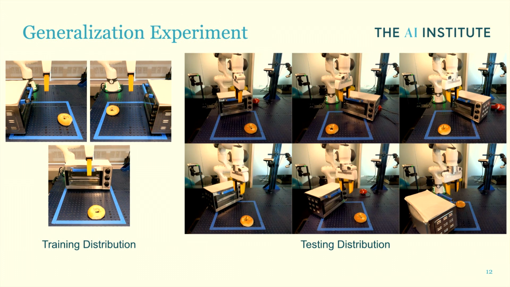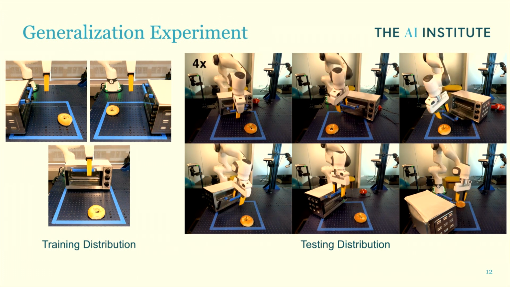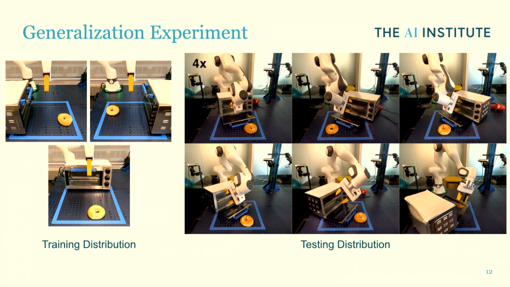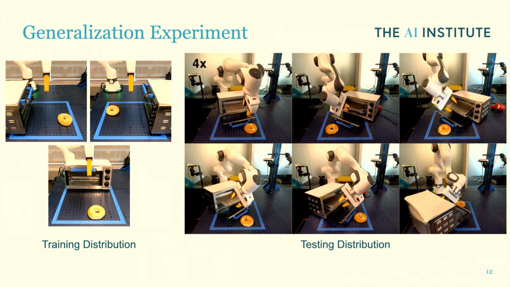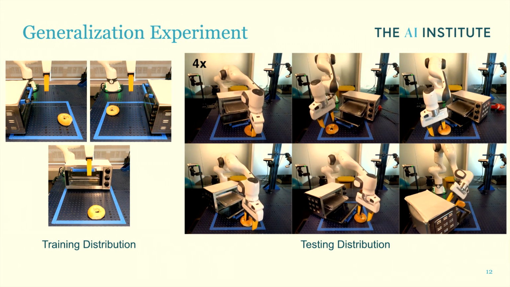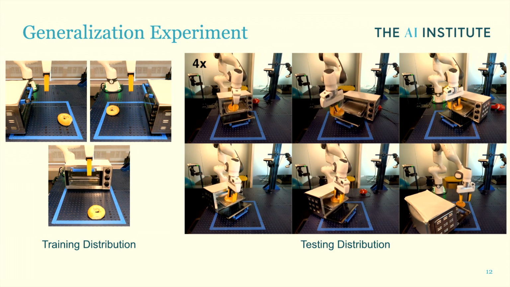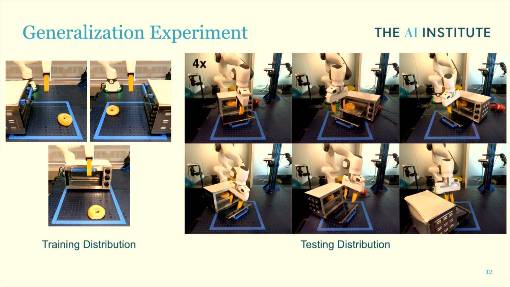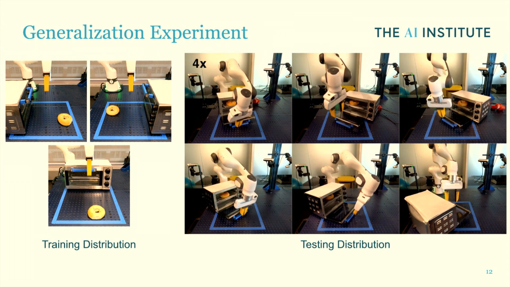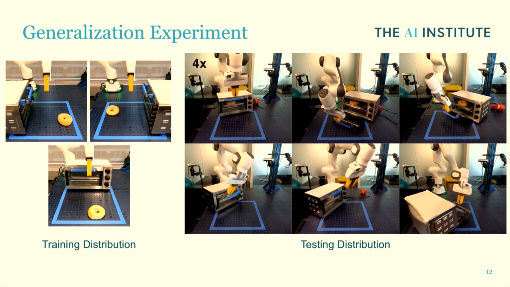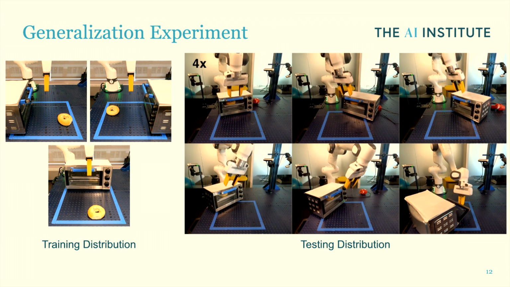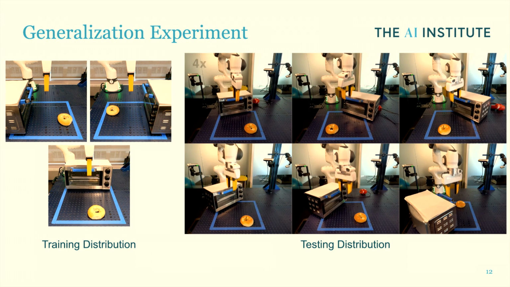In the end, we consider a generalization experiment where, during training, we only initialize the oven in 3 different orientations. But during testing, we randomly orient the oven inside the workspace. We can see that even though those random orientations are never seen during training, because of the symmetry in our model, it can generalize to those orientations directly.